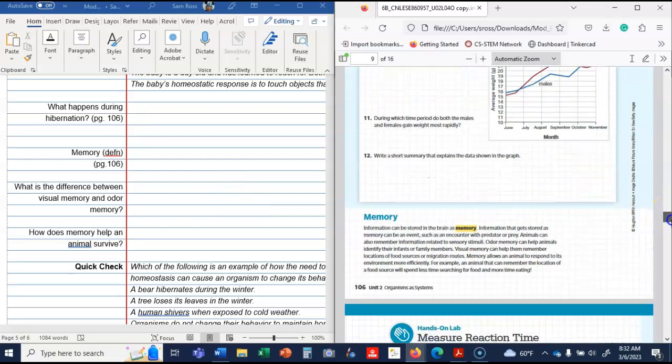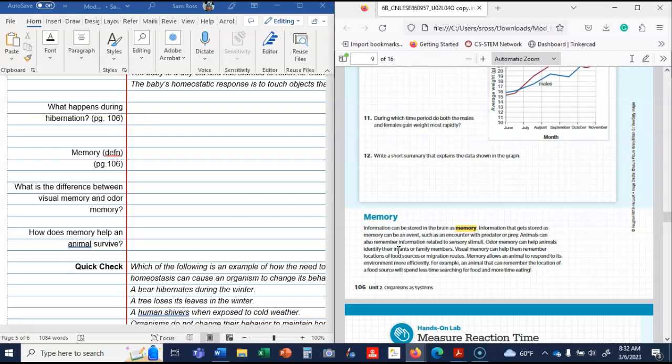And then we go down, we'll see the definition of memory. Information can be stored in the brain as memory. What is the difference between visual memory and odor memory? Odor memory can help animals identify their infants and family members. Visual memory can help them remember the locations of food sources and migration routes.